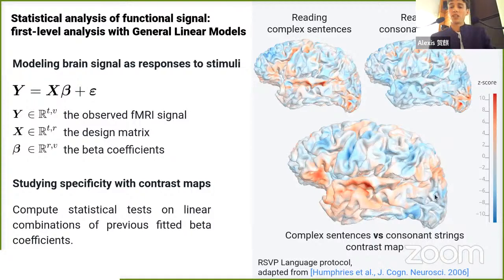Interestingly, the activations that we could see in the occipital lobe, so the visual part of the brain, fade out, and we mostly get activations in areas 44, 45, which are notoriously known for parsing language.